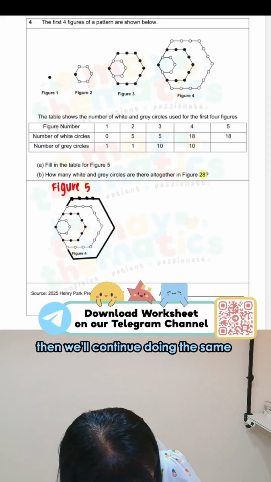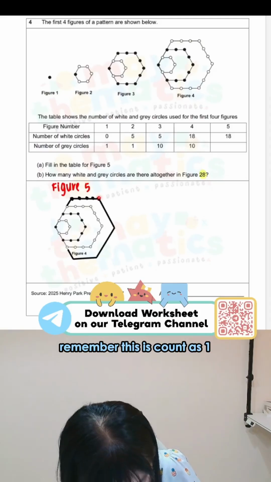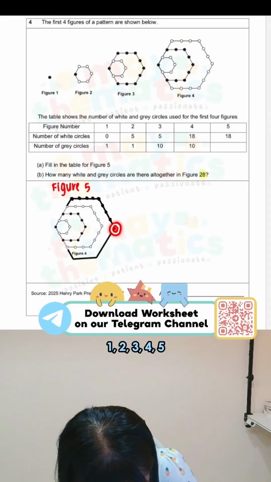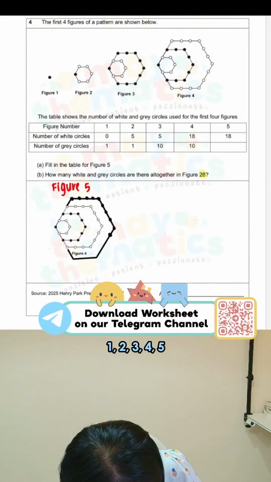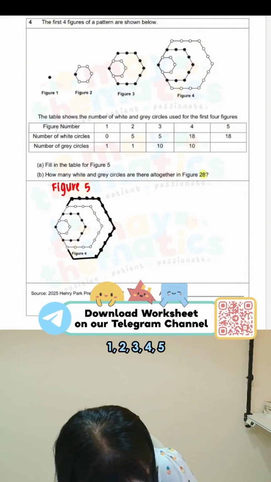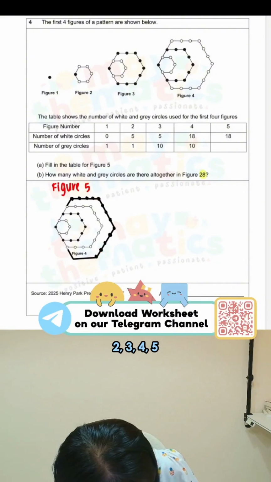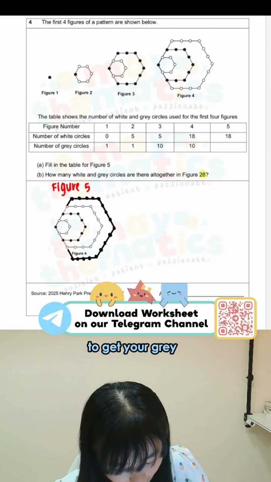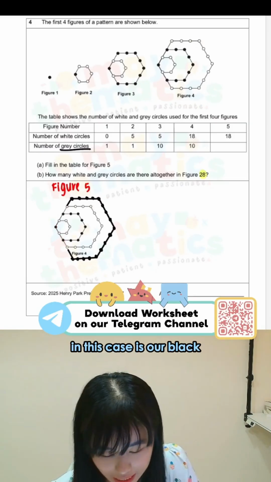Then we'll continue doing the same. Remember this is counted as 1. So 1, 2, 3, 4, 5. Repeated again, this is 1, 2, 3, 4, 5. Repeated again, 1, 2, 3, 4, 5. Okay, let's check the last one, 1, 2, 3, 4, 5, to get your grey. In this case it's our black.